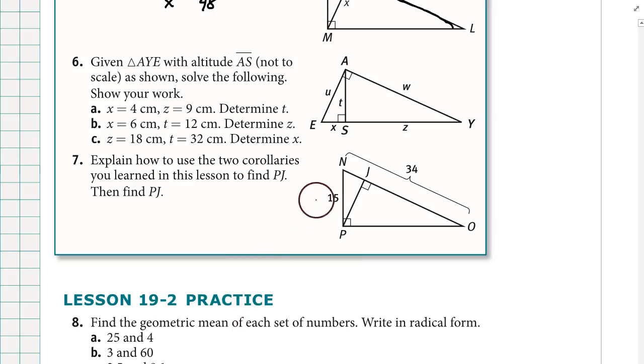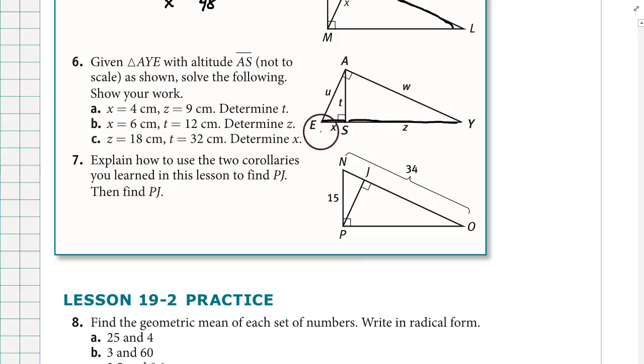Now question 6. We have another right triangle where there's an altitude drawn from A to S. In the original right triangle, the hypotenuse is segment EY. That hypotenuse is split up into two pieces. The shorter piece is the ES. The longer part is that SY.